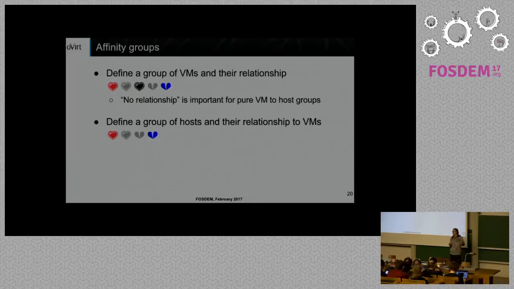With affinity labels, it's only VM to host. And with affinity groups, you can define all the combinations. So we need a way to say that VM to VM is not important, only VM to host, because it's basically one document with two lists and two rules. And you can also define a group of hosts and their relationship to the VMs.